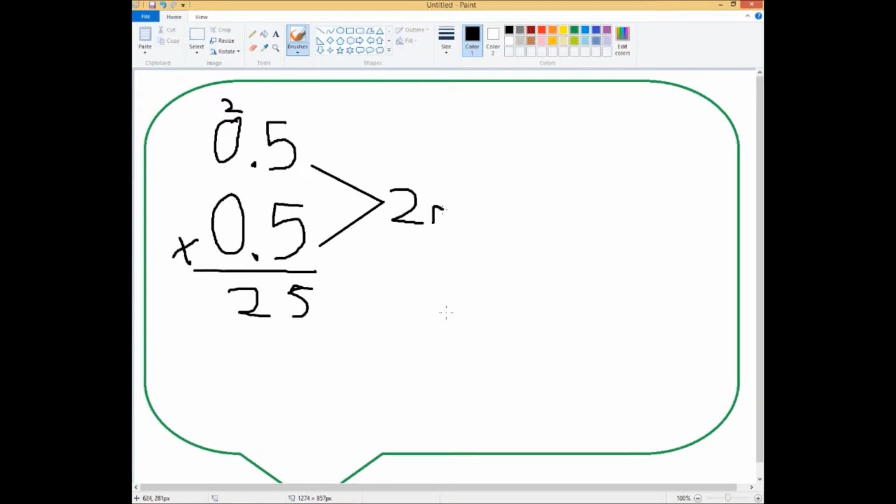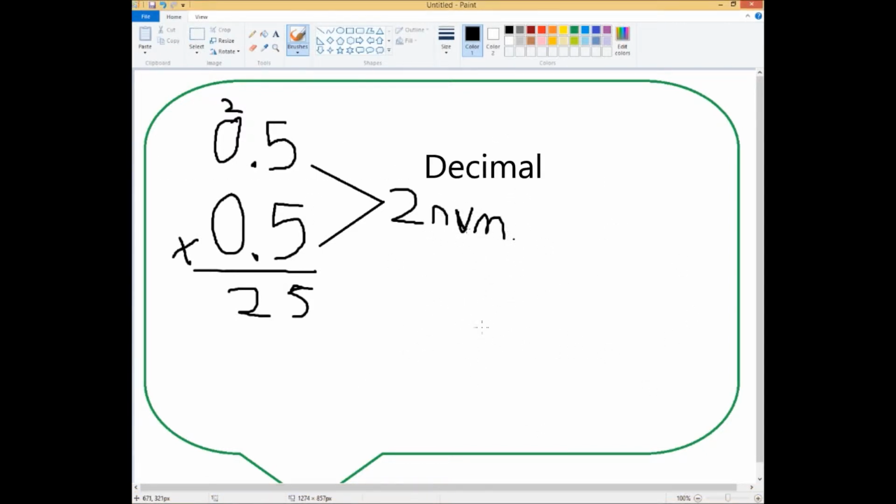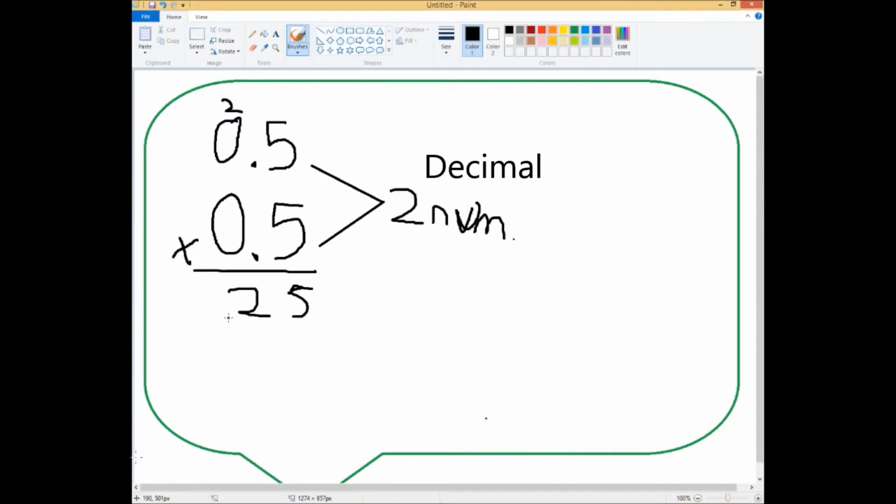2 numbers. Now here's the best part. Since there's 2 numbers, you'd count 2 spaces, so it'll be 1, 2, and then you put the decimal. So the right answer would be 0.25, and that's the easiest way I can show you.